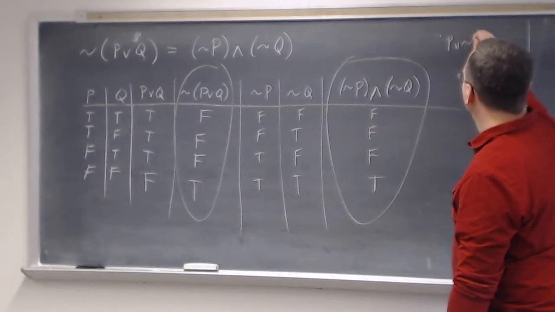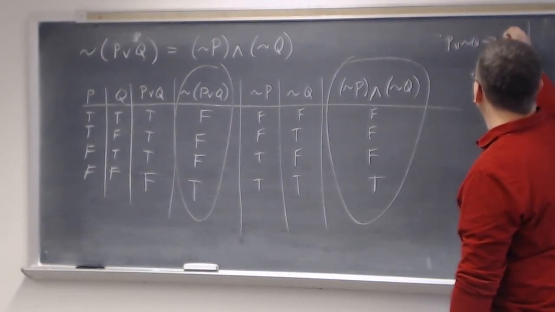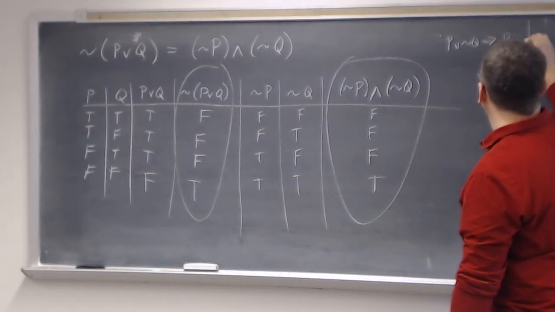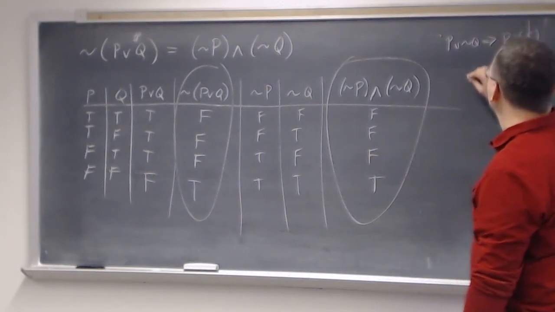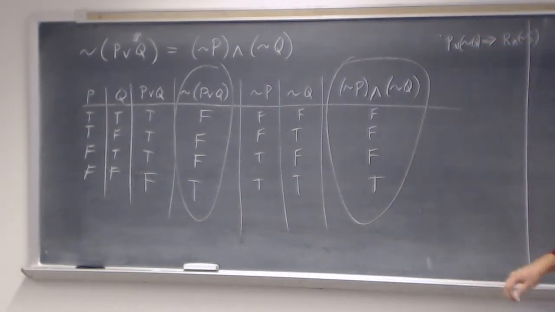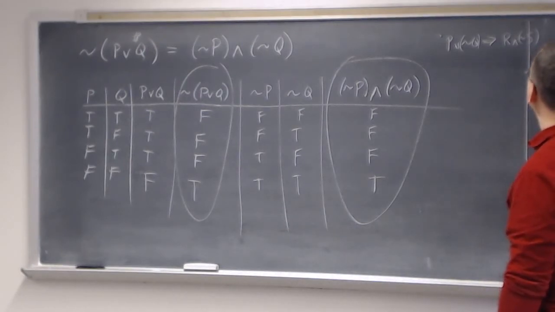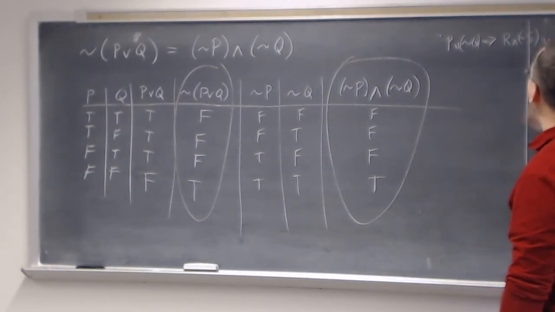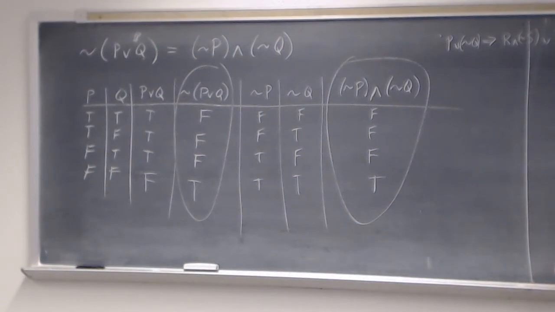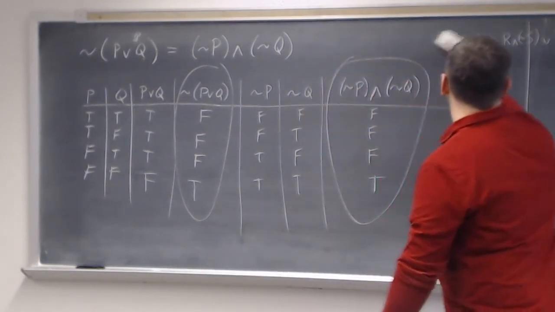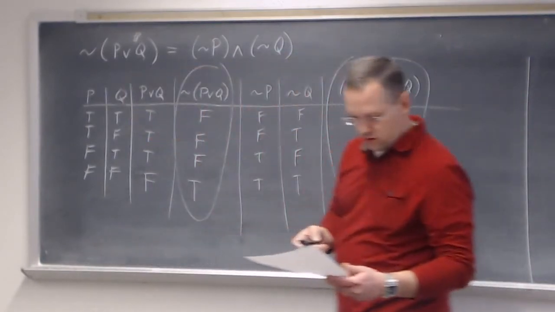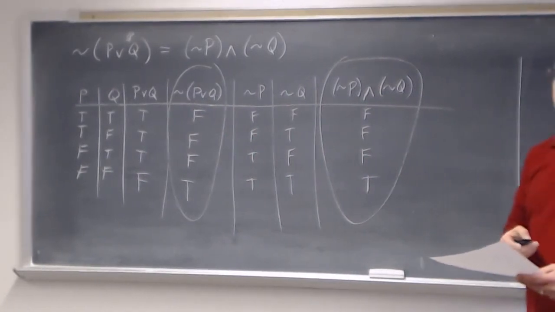Like P or not Q implies R or R and not S. That'd be a good one. All right, 16 lines. Or with T, 32 lines. No, let's not do that. So, okay, that's De Morgan's law.